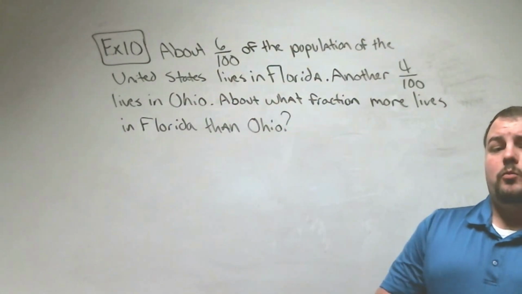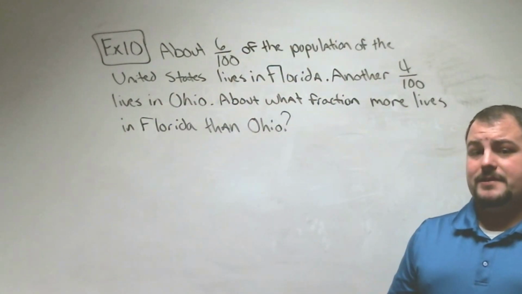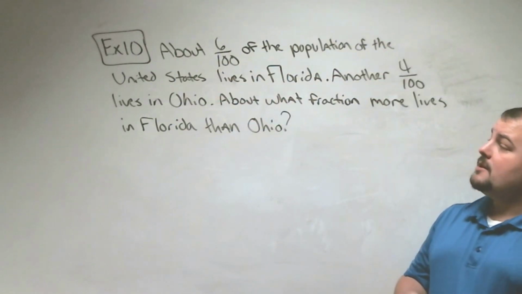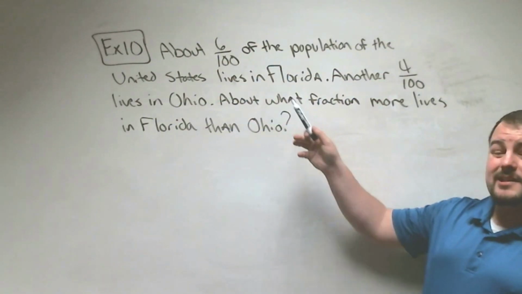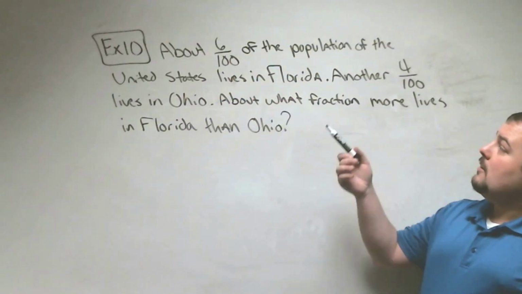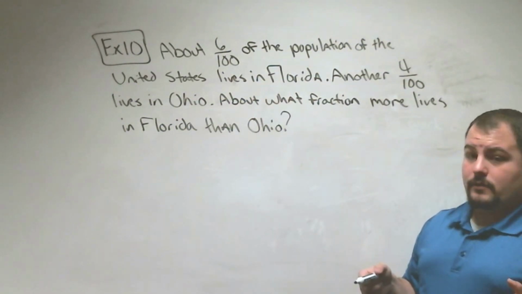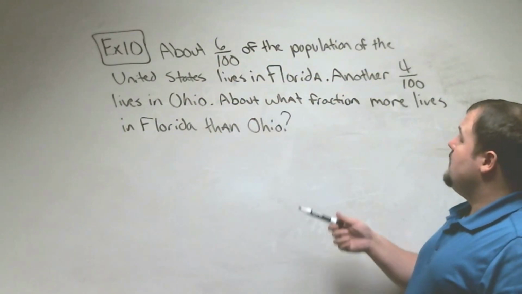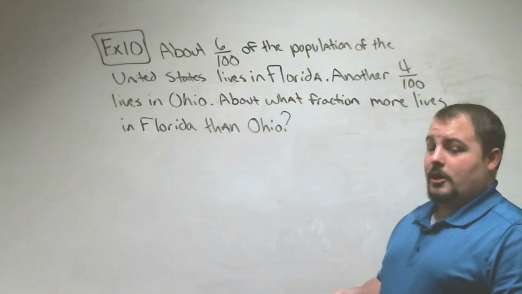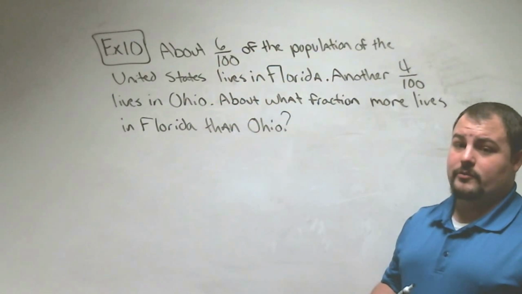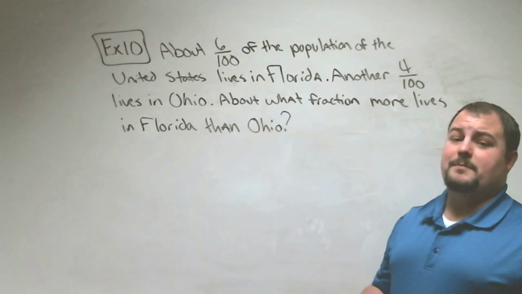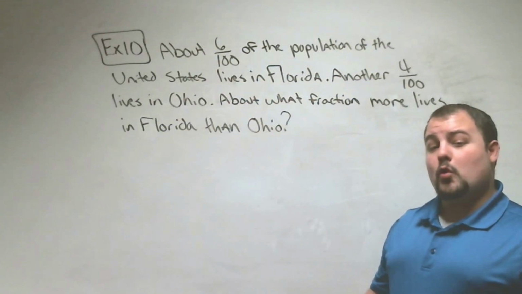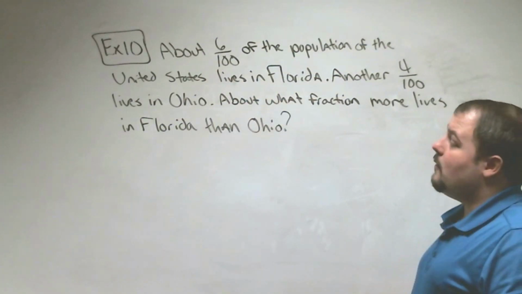For our final example, we're talking about population in different states. We're talking about Florida and Ohio. It says about 6 out of every 100 people of the United States live in Florida. So every 6 people out of 100 live in Florida. Another 4 out of every 100 live in Ohio. So if you were to survey 100 people, chances are 6 out of 100 would live in Florida and 4 out of 100 would live in Ohio.